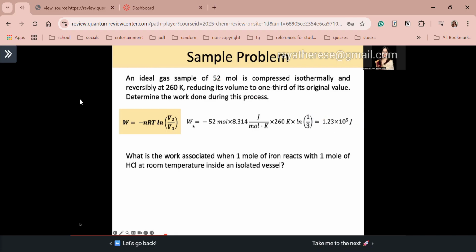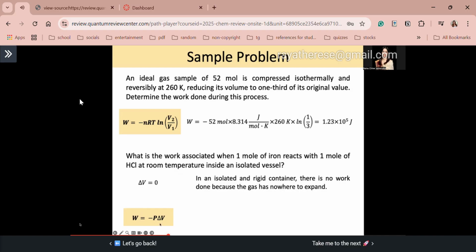What is the work associated when 1 mole of iron reacts with 1 mole of HCl at room temperature inside an isolated vessel? So here, guys, we have an isolated vessel. Here, the change in volume is equal to 0 because it's an isolated vessel, meaning it is a closed rigid system with no matter or energy entering it. So the gas also cannot expand beyond the vessel. Therefore, delta V is equal to 0. Again, in an isolated rigid container, there is no work done because the gas has nowhere to expand. It will not expand. That's why delta V is equal to 0.